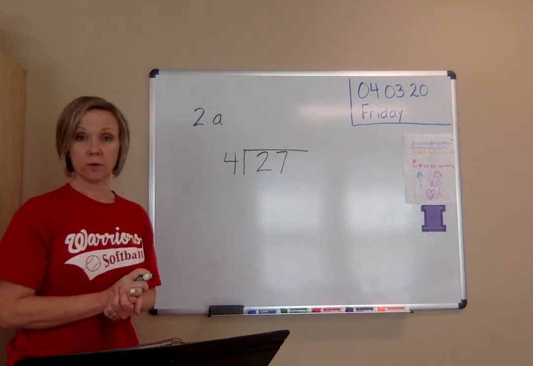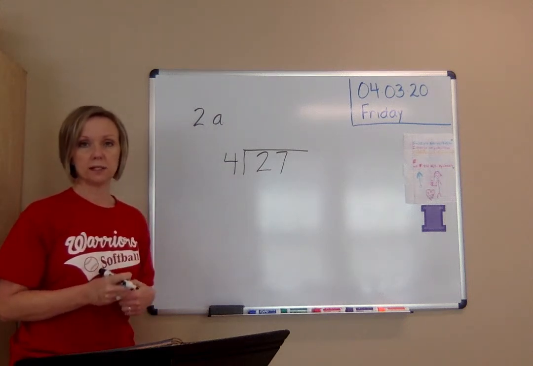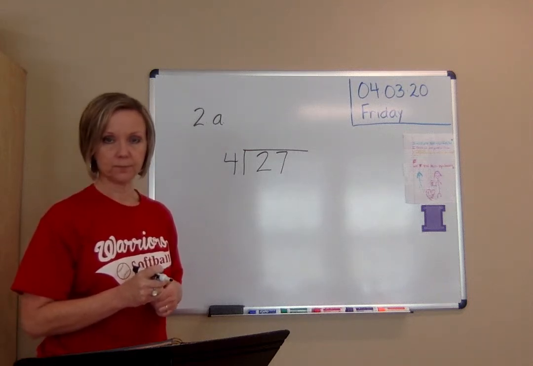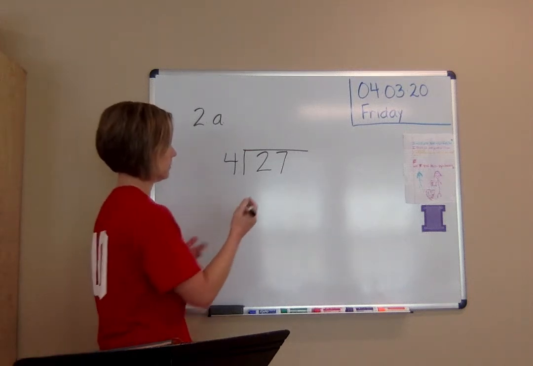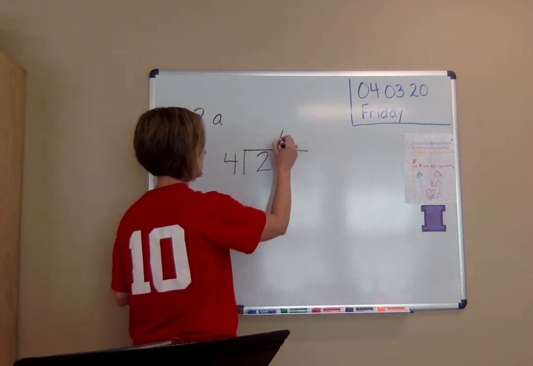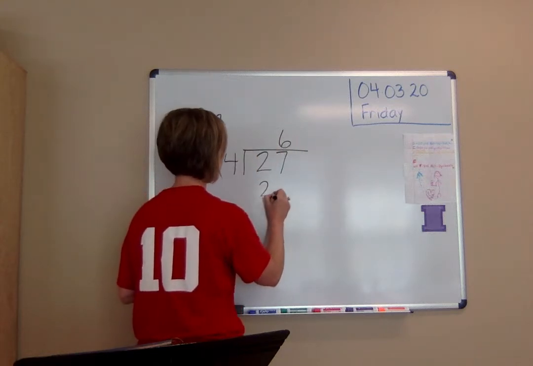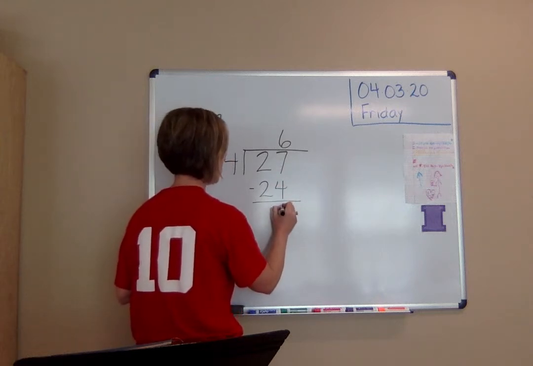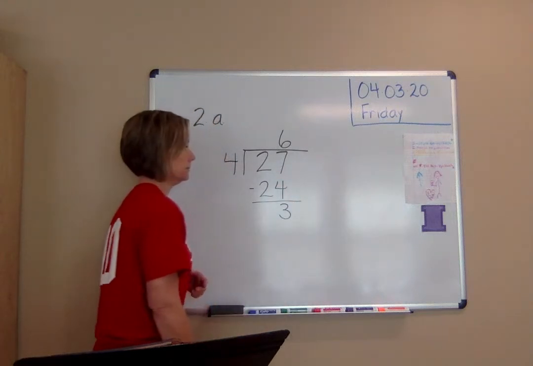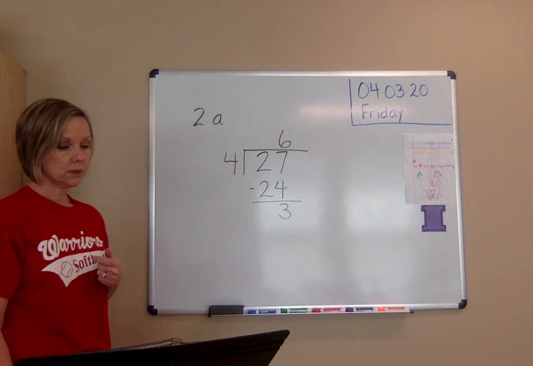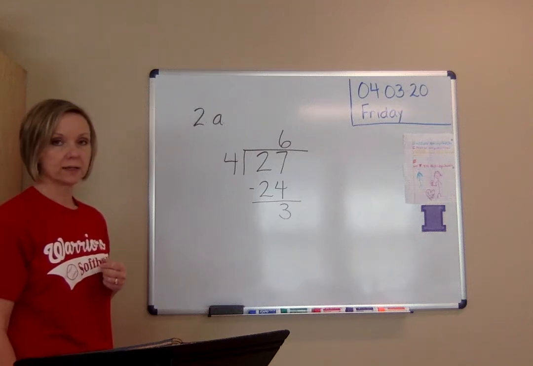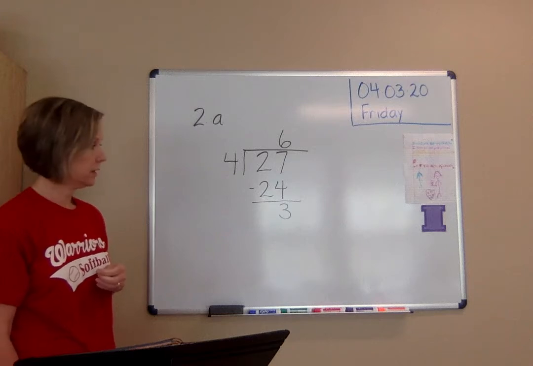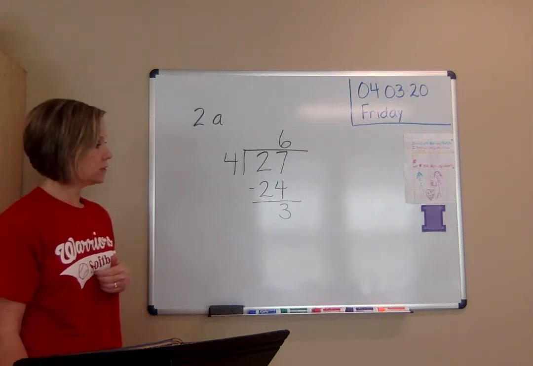27 divided by 4. How close can we get to 27 without going over on the 4 table? 6, because 6 times 4 gives us 24. We subtract 27 minus 24 is 3. Because we're writing the remainder as a fraction, we don't want to put a 0, 3 there. So we're going to write the remainder as a fraction.